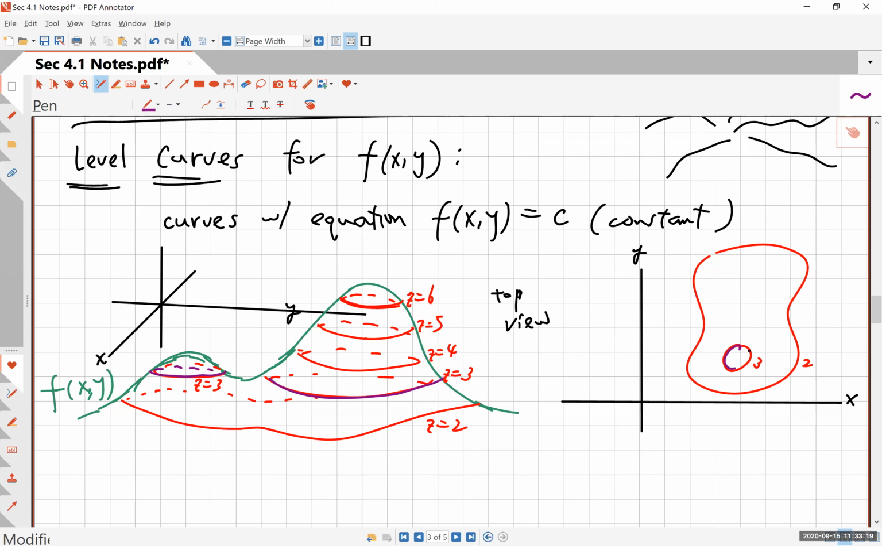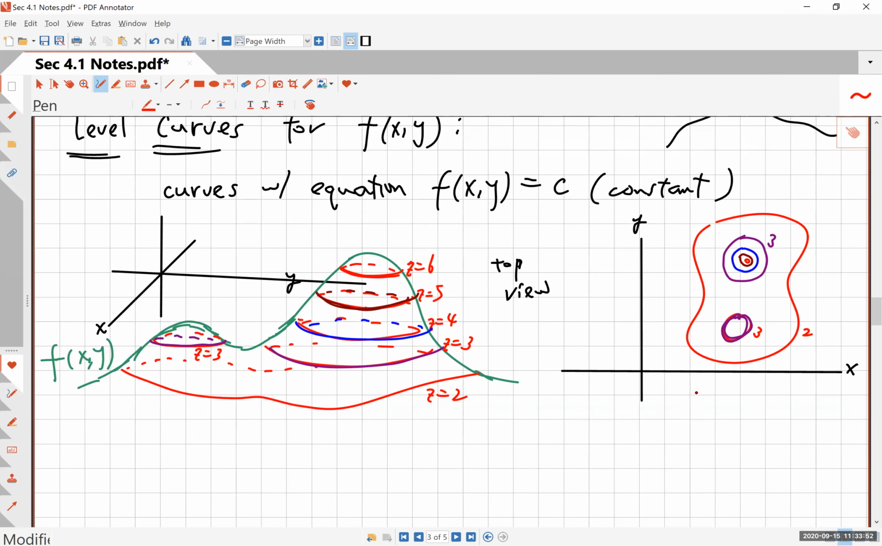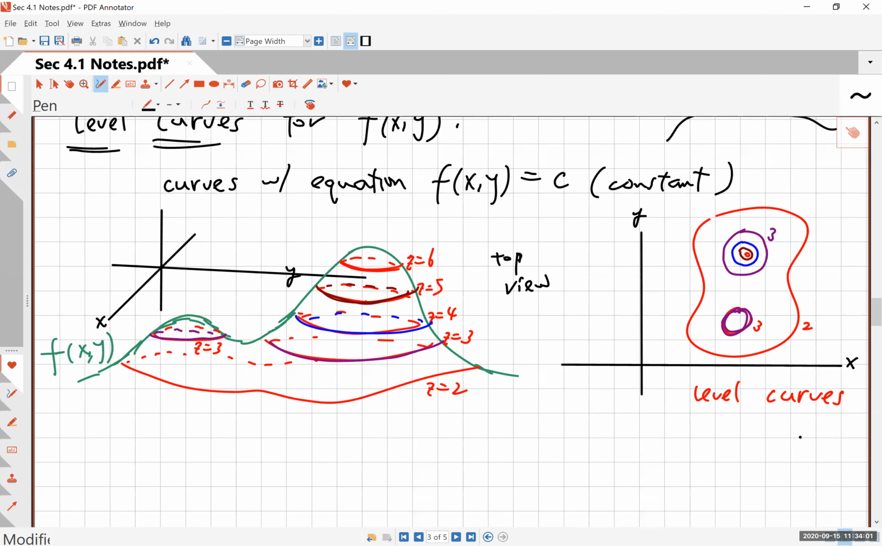Maybe I should color code this here. So that would be this one, and then there is of course another circle here where z is equal to 3, right? And then when z is equal to 4, how about blue? Something like this, and then maybe a brown one here for z equal to 5, and then you have one more circle in red. So that's what level curves look like, and typically it's drawn on the two-dimensional part of the domain. And so learn to do this as well.